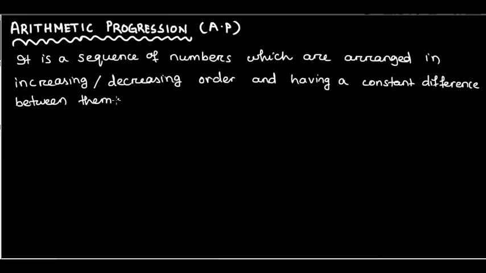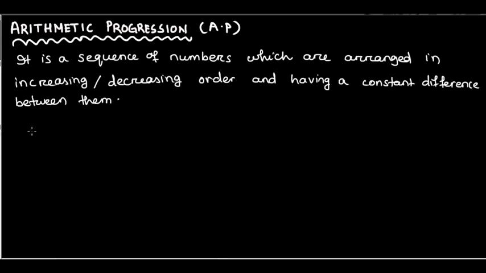So next we'll discuss arithmetic progression or AP, and all of you have studied AP in your class 10 mathematics syllabus. So let us discuss it. What is the meaning of arithmetic progression? It is a sequence of numbers which are arranged in either increasing order or in decreasing order and having a constant difference between them. So arithmetic progression means it is a sequence of numbers arranged either in increasing order or in decreasing order, and there must be a constant difference between any two consecutive terms.